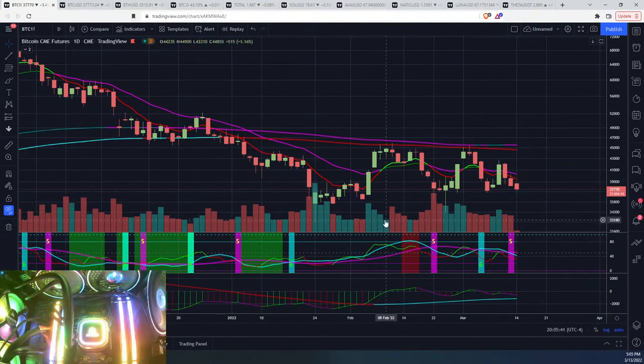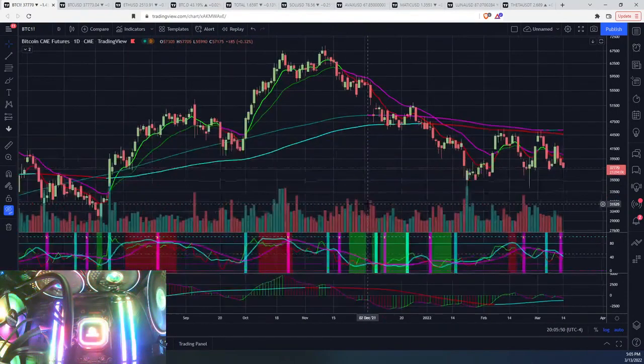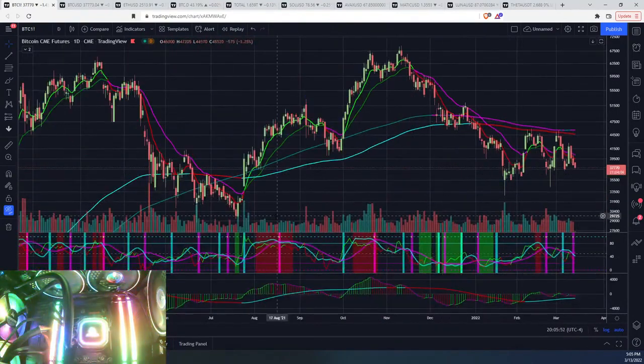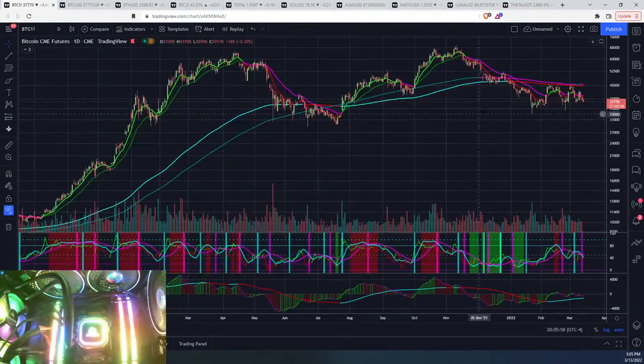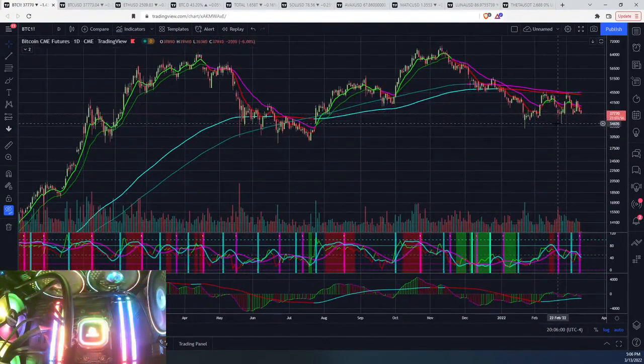So as far as I'm concerned, 37,500 is defense. Then after that, the defense is 35,500. And then if we lose that level, we really need to accept that we're probably coming back down to 30,000, to the previous swing low here. And those are the last areas of support. If we break down from those areas, we probably see a confirmed, very long, drawn out bear market, and essentially retrace the previous multiple years of bull market.